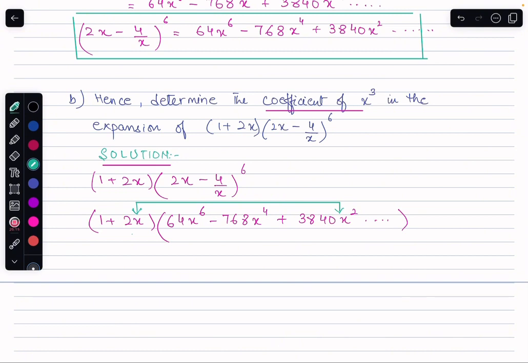So here I should say that the coefficient of x cube shall be equal to 2x times 3840 x square, or I can say that this answer then is going to be 7680 x to the power cube, and this shall be my answer for this question.